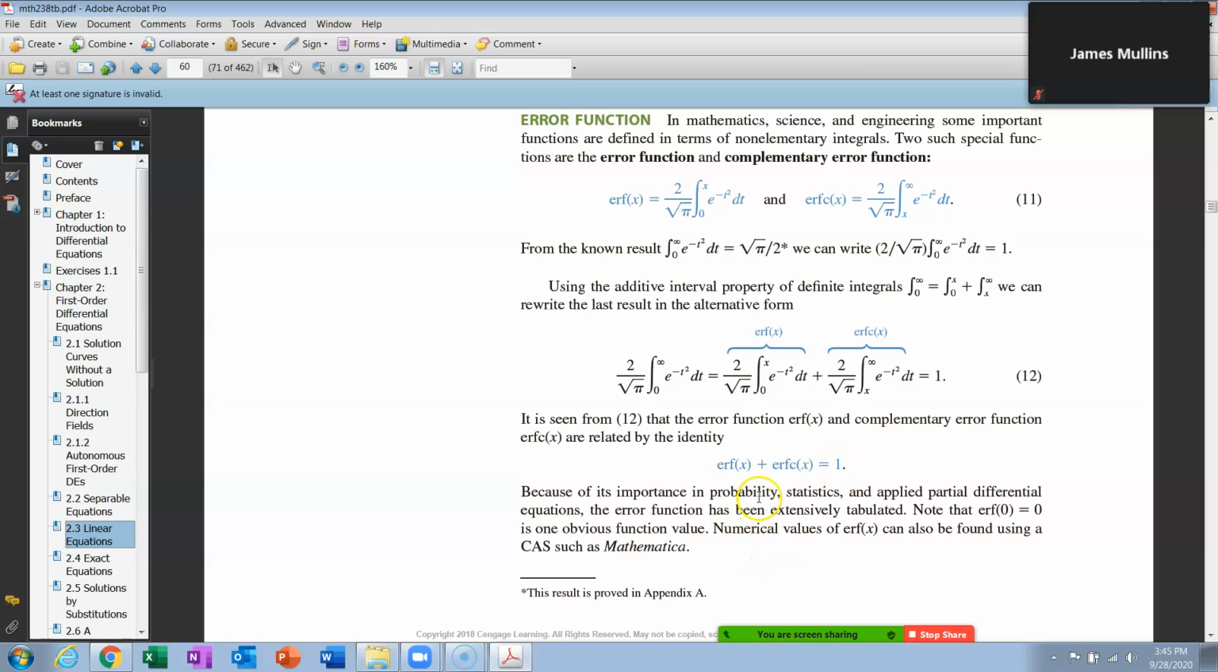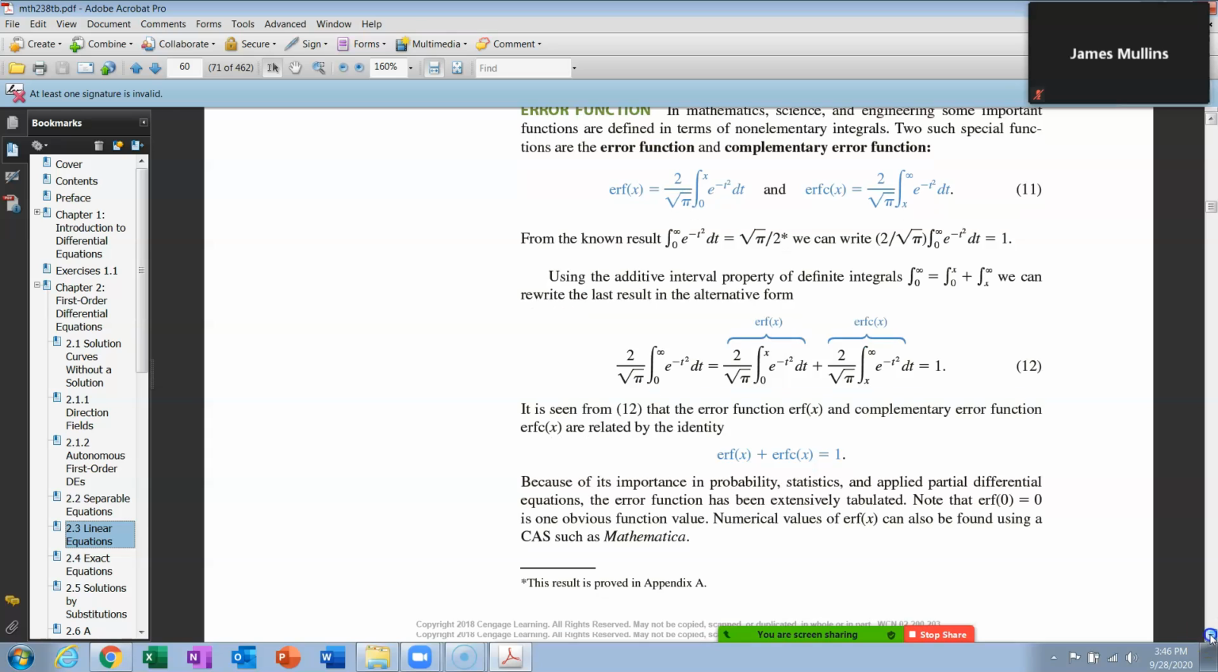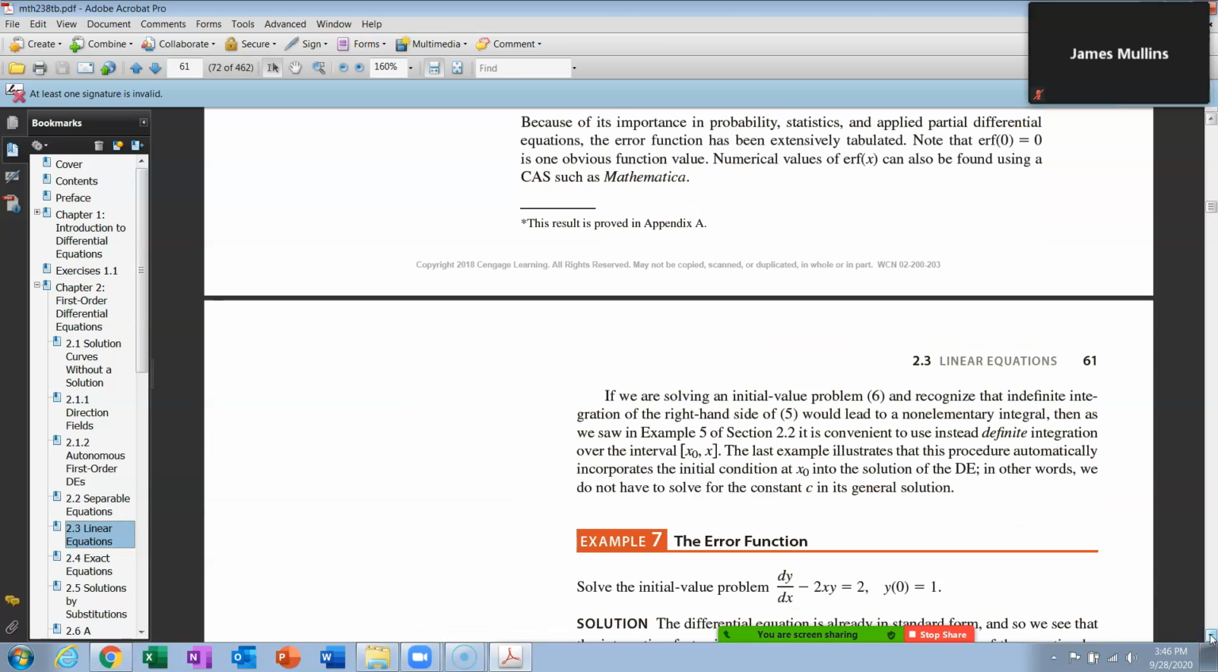Because of its importance in probability, statistics, and applied partial differential equations, the error function has been extensively tabulated, and the error function of 0 is 0, and then you can calculate it from there on. They also have tables of them. Or you can use a computer algebra system like Mathematica or Maple and get it as well. Now, do they give us an example with this one? I'm thinking, yes, they do.